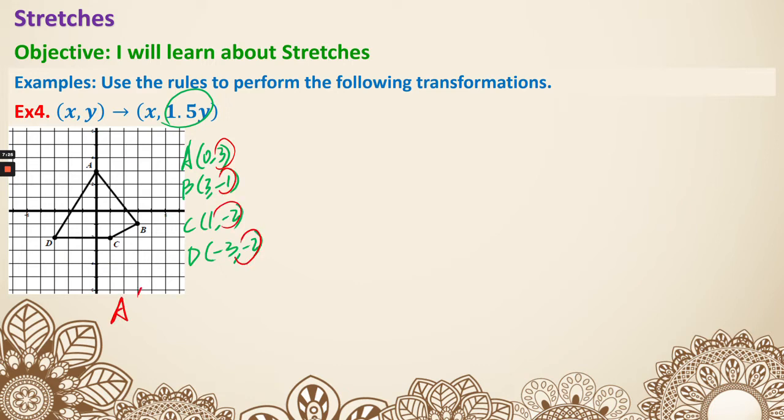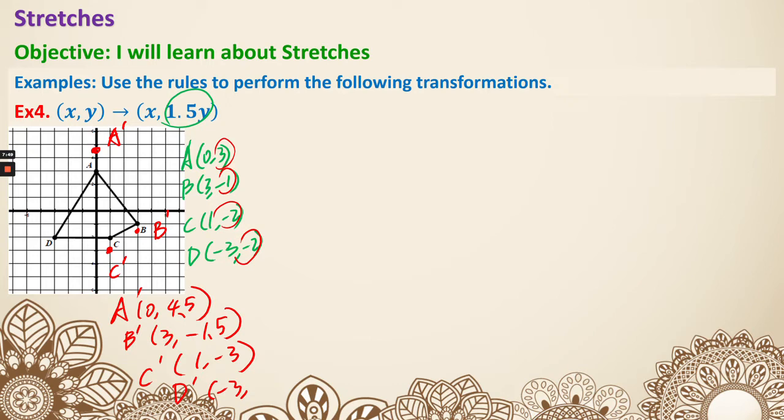That gives us A prime as 0, 4.5, which is around here. That's my A prime. Then B prime, 3, -1.5. That's my B prime. C prime, 1, -3, which is right here, C prime. Lastly, D prime, -3, and it's -2 times 1.5 is going to be a -3. So it's going to be right here as my D prime.